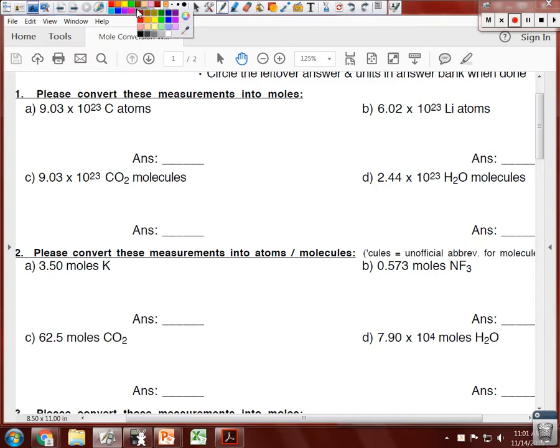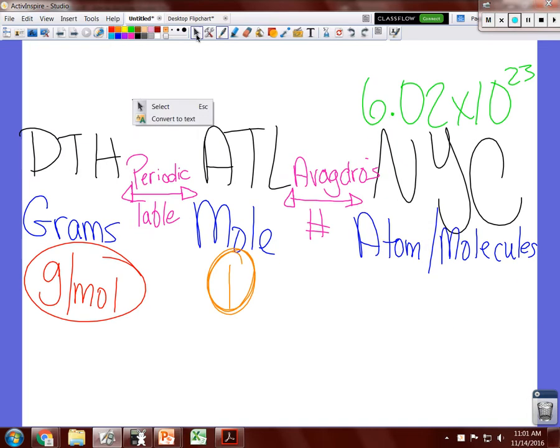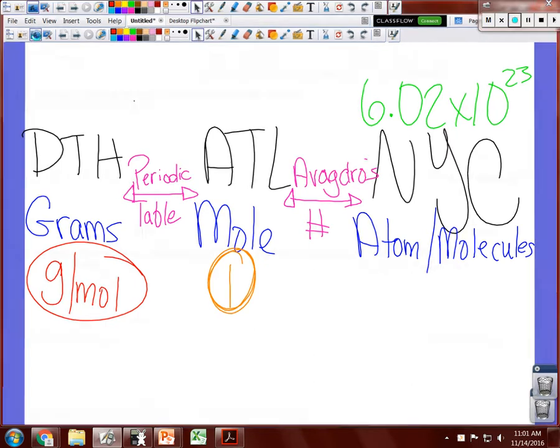It says 9.03 times 10 to the 23rd carbon atoms. Now, before we go any further, why does that say atoms and not molecules? It's just one single thing. So here's the question: based on this little flow chart, can I go from atoms to moles in one step? Yes, we can do it in one step.